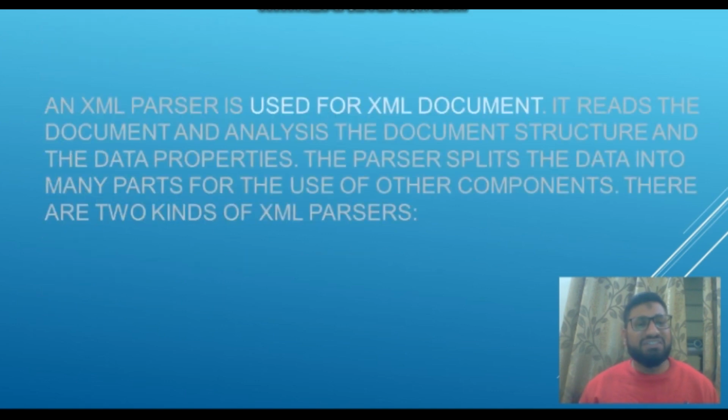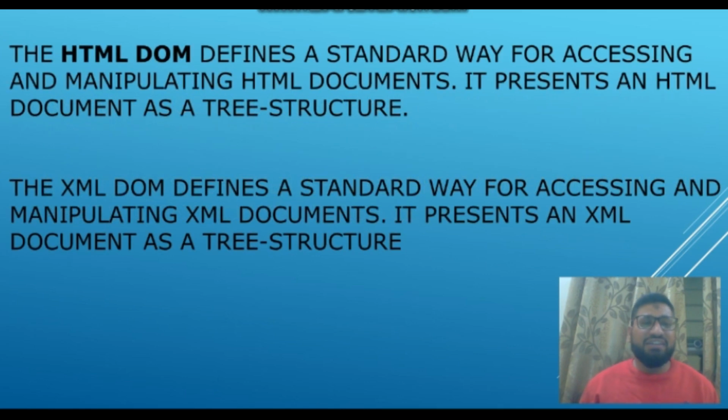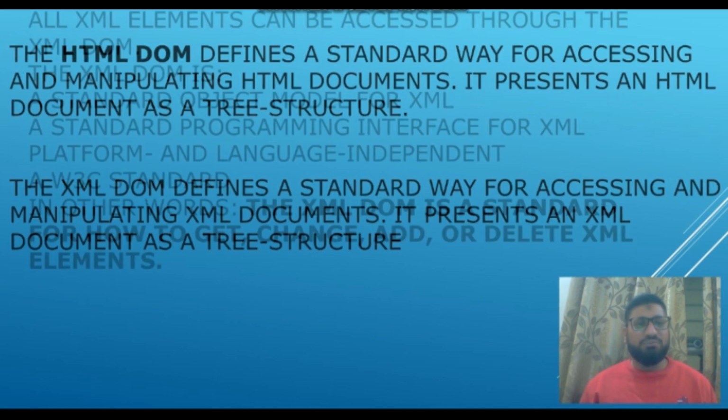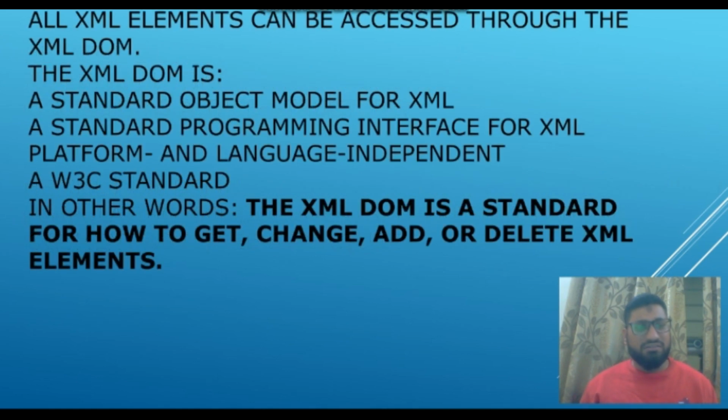After that we have seen the XML parser. An XML parser is basically used to split the data into many parts. Then we have seen what is the document object model. Basically it is used to get, change, add or delete XML elements.